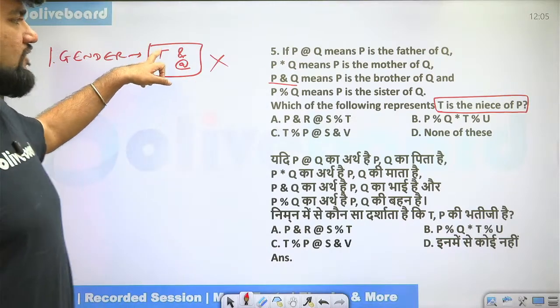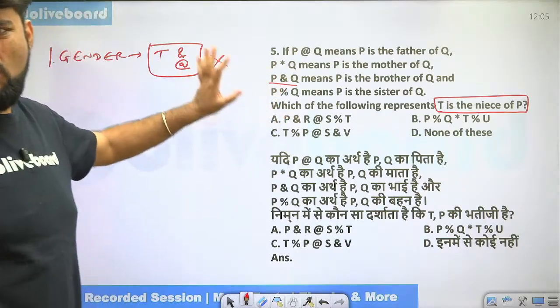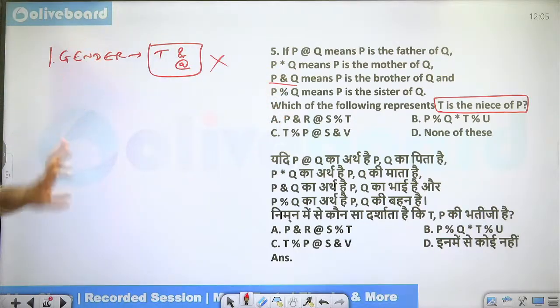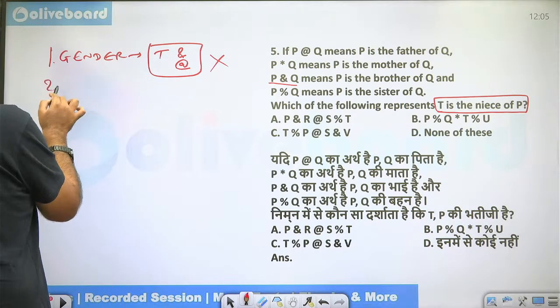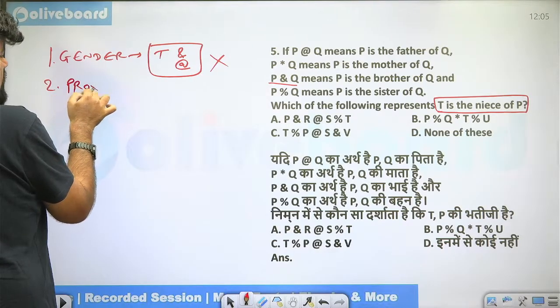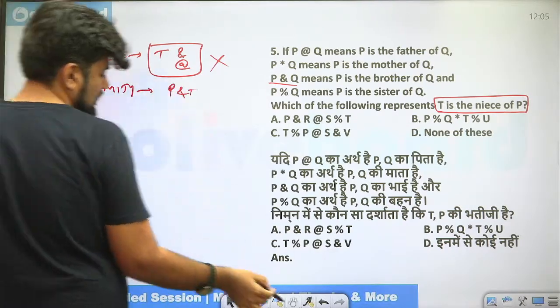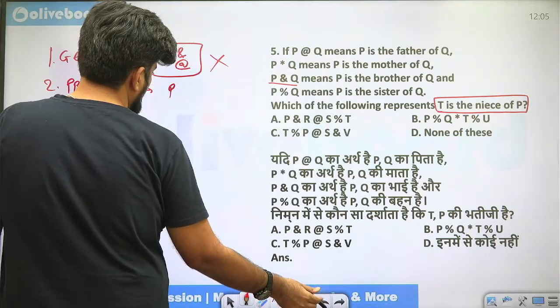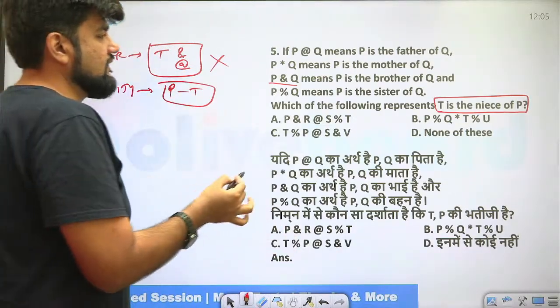So after T, can you see an ampersand? No. After T, can you see an at the rate? No. So okay, fine. Not an issue. If there was, we would have deleted that option right away. The next thing which you're going to observe here is proximity. Proximity means they are talking about P and T. So observe P and T, how close they are in any option. So here they are close.